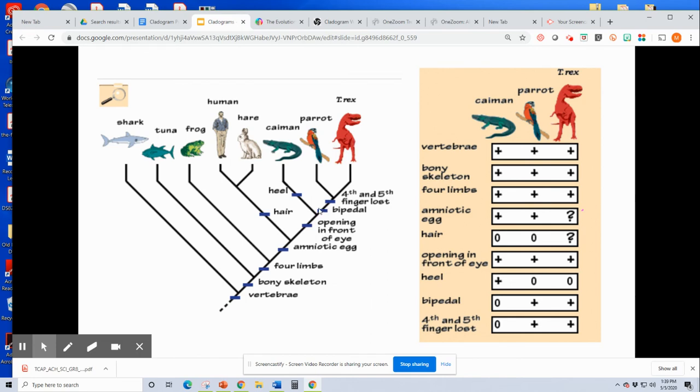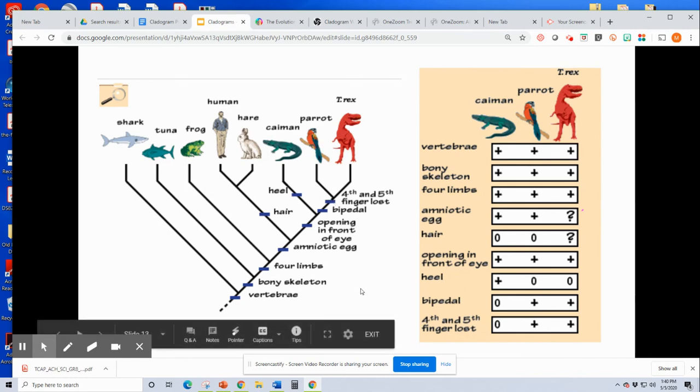Notice, look what we did. We added in, we said, well, the development of this heel must have happened along this pathway as the caiman was developing. And right here, we've added bipedal and missing the fourth and fifth fingers. But it tells us that the T-Rex is more closely related to the parrot with the common ancestor right there.